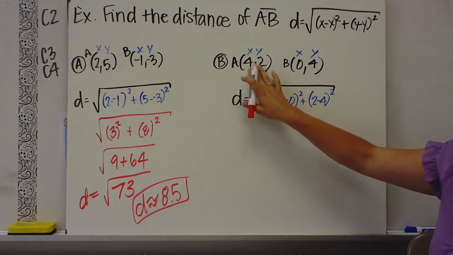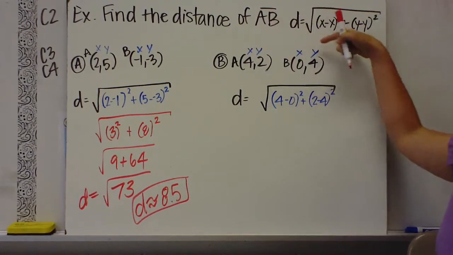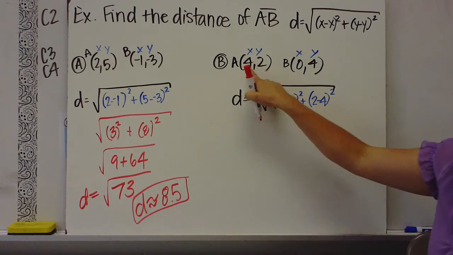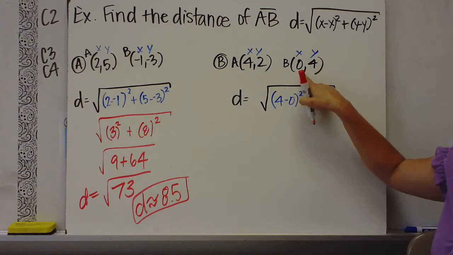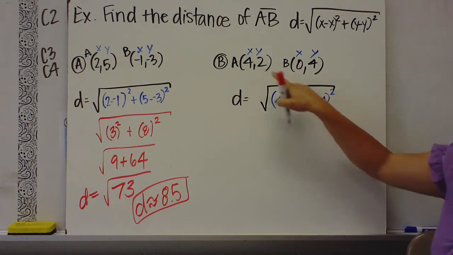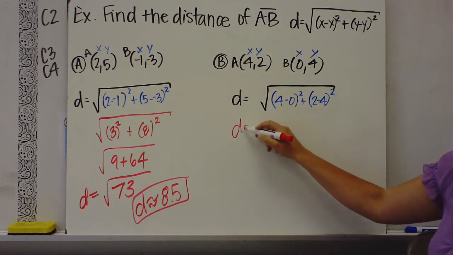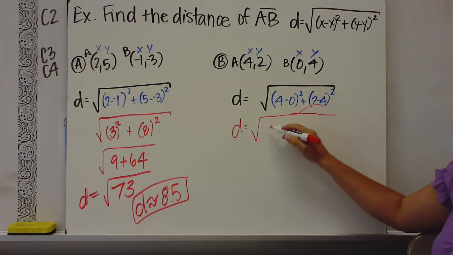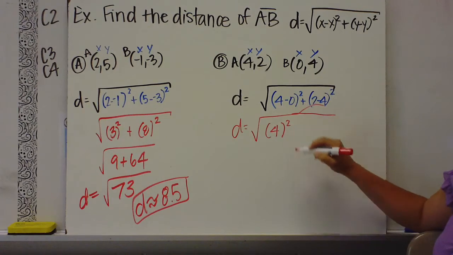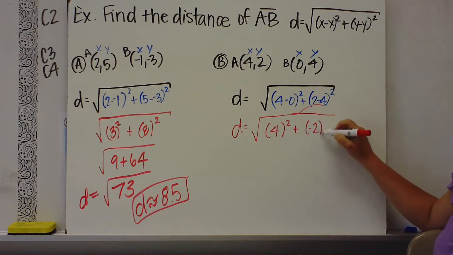We have A is 4, 2, and B is 0, 4. And then I've already labeled them x, y, x, y. We're going to plug them in. So x minus x, 4 minus 0, and then y minus y, 2 minus 4. I need to simplify. 4 minus 0 is 4, plus 2 minus 4 is negative 2.